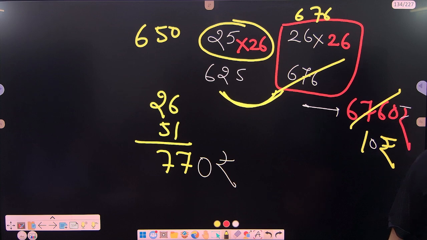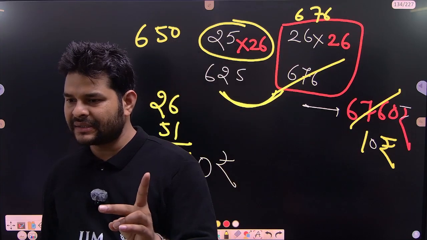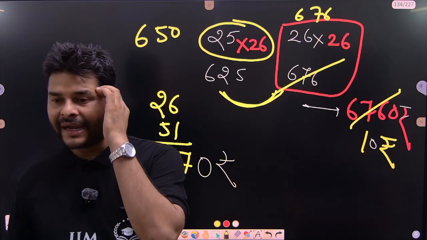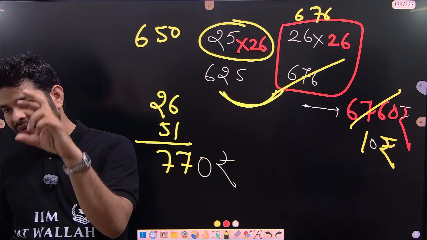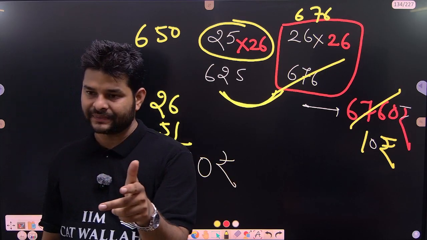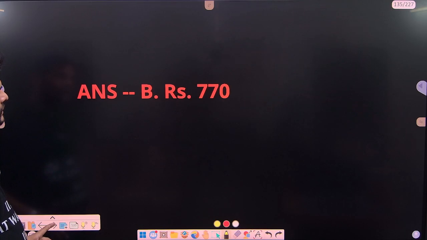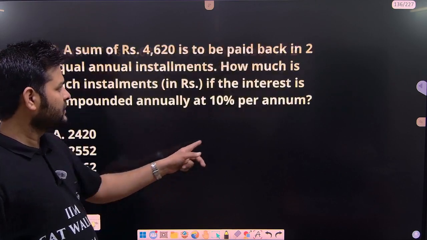770. So if we have given yearly installments, what will change? The rate of interest will change. And if the condition says all the installments are equal, make them equal first. Got it? Do the next question. Very nice if you got the answer.